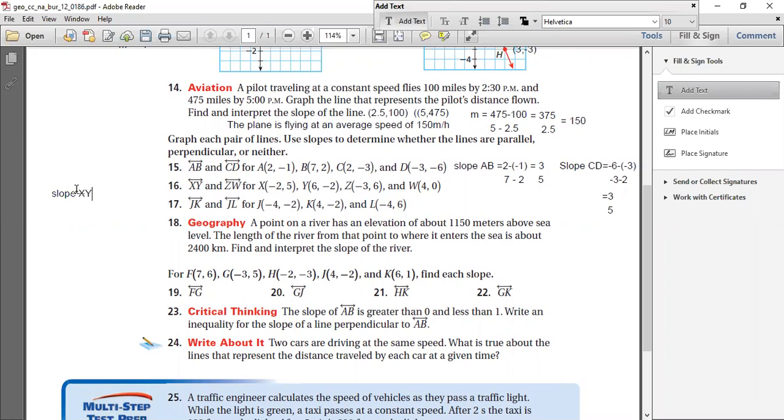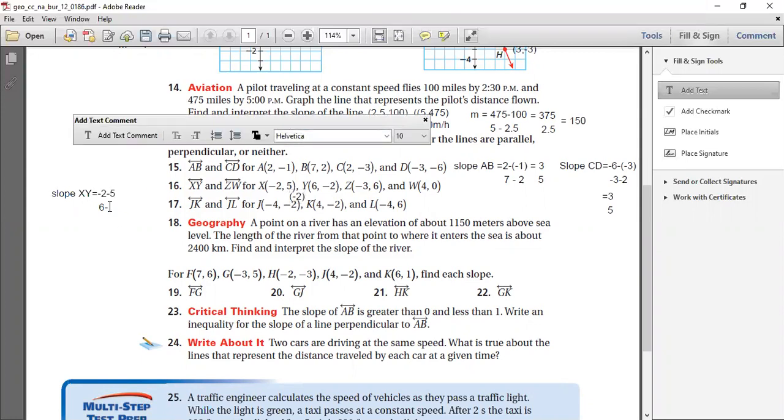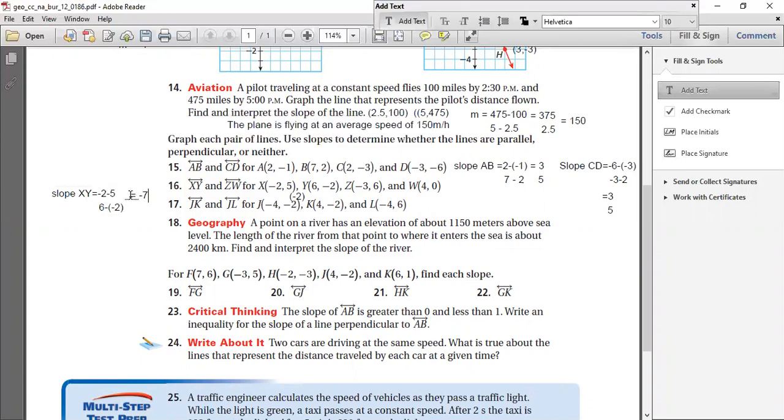XY equals, it's -2 and -5 over 6 minus -2. Okay. Fine. So -2 minus 5 is going to give you a -7. So that will equal -7. And this will give you plus, minus will give you plus. So 6 plus 2 will give you an 8. So the slope for X and Y is going to be -7 over 8.